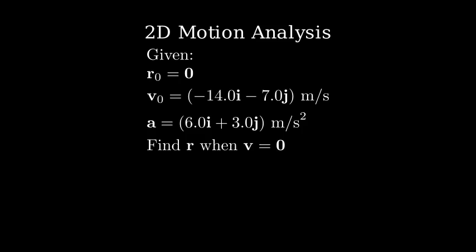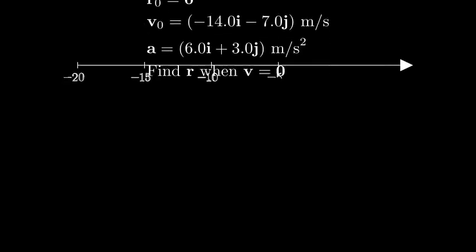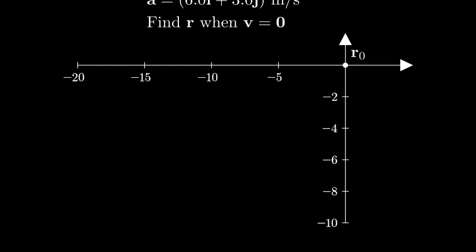Let's visualize this motion in a coordinate system. Here's our xy plane, with the object starting at the origin. The initial velocity is pointing in this direction, and the acceleration vector is pointing in this direction.